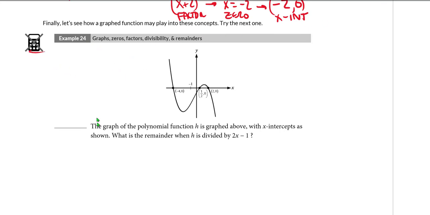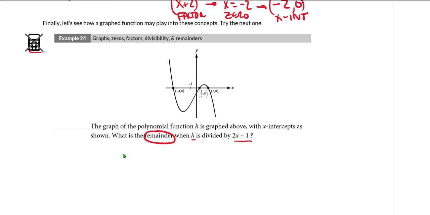In example 24, we've got the graph of the polynomial function h, graphed above with x-intercepts as shown. Okay, I can see the x-intercepts. They are shown. They are labeled. What is the remainder when h is divided by 2x minus 1?